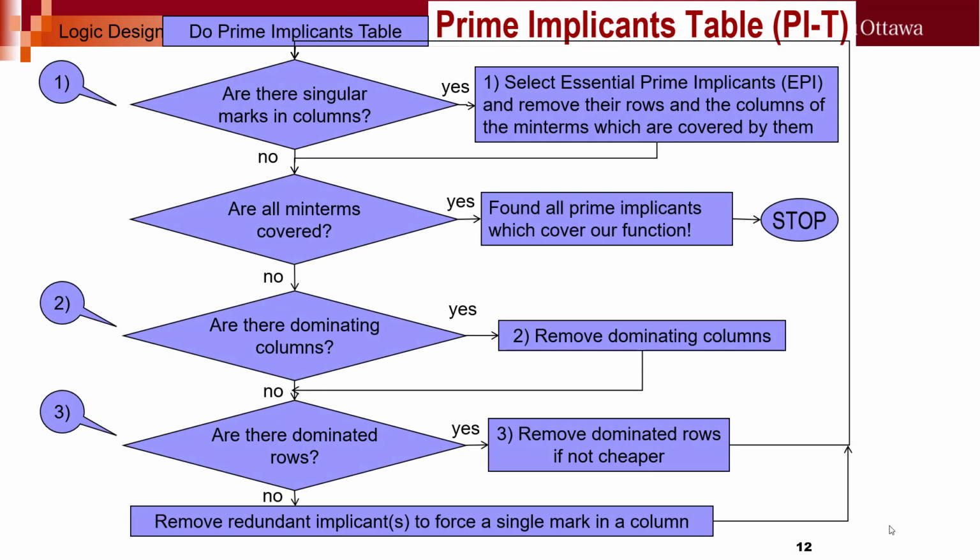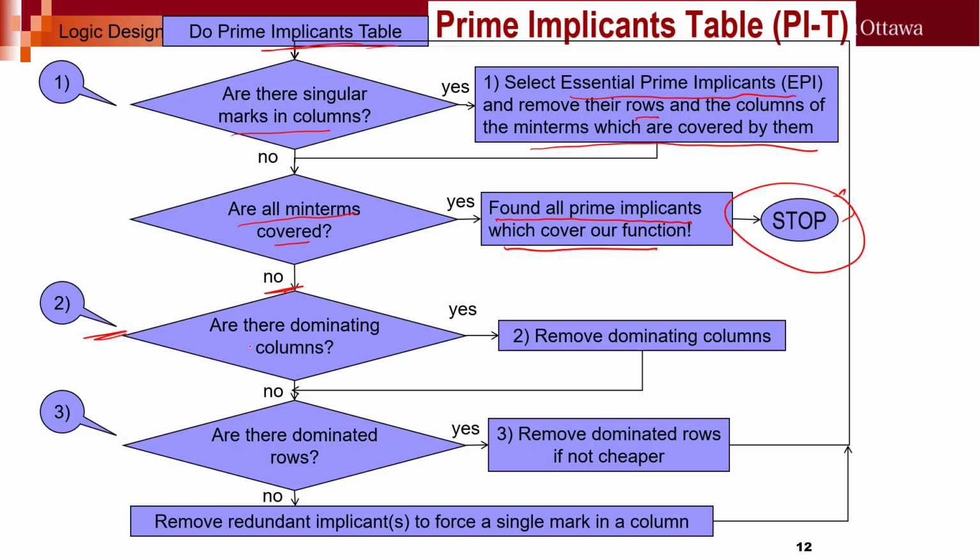First, we will build the prime implicant table. In the prime implicant table, we check if there is a single mark in a column. If yes, that means we have an essential prime implicant, and we have to remove the row and the columns of the minterms that are covered by it. If no, are all minterms covered? If yes, then we found all the prime implicants which cover our function, so we stop. If no, we go to step two.